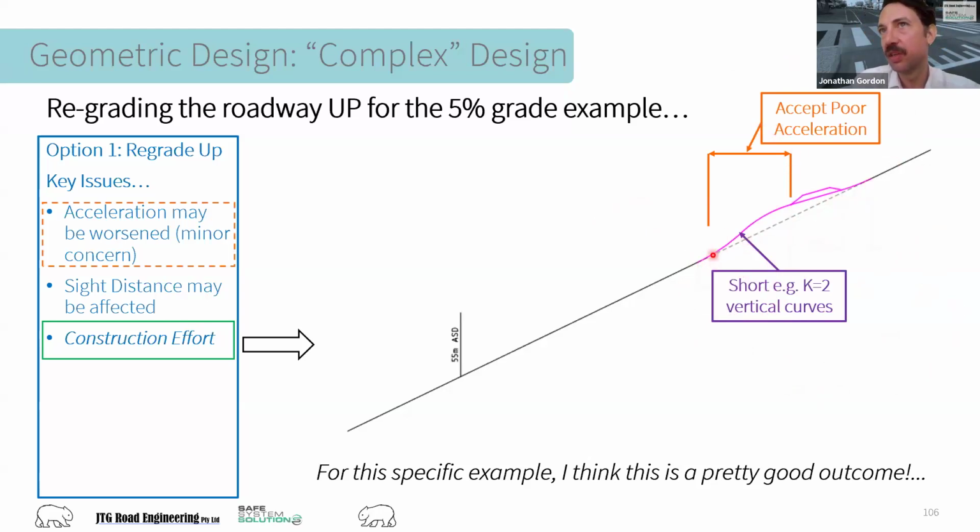And it's worsened our acceleration issue. So this is a bit steeper through here. But again, that was like my minor concern. And a vehicle can still accelerate. It's just doing it a bit slower. So maybe we accept poor acceleration for our site. We've then got 250 millimeter lift here.